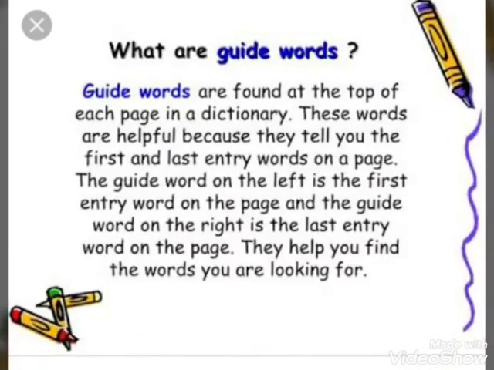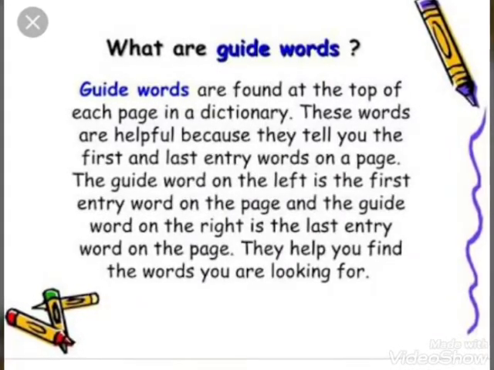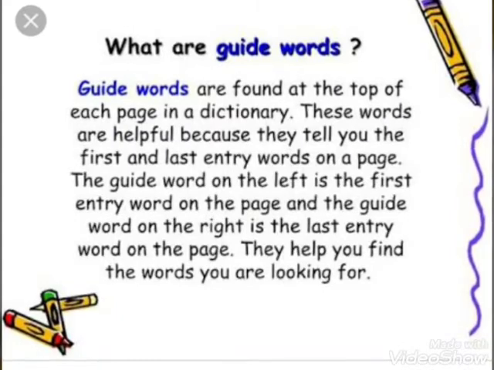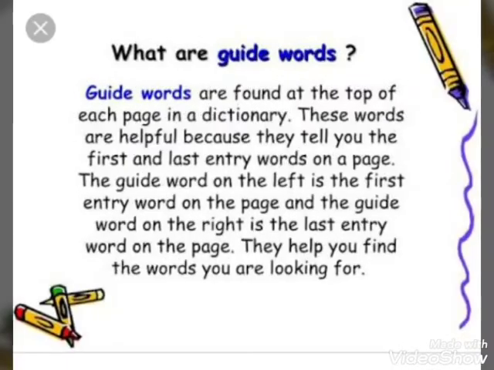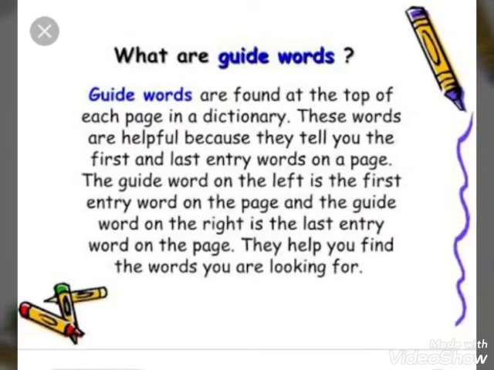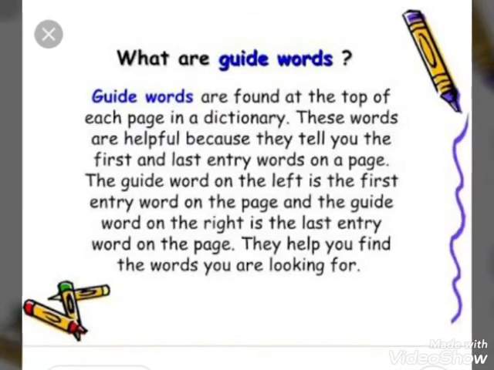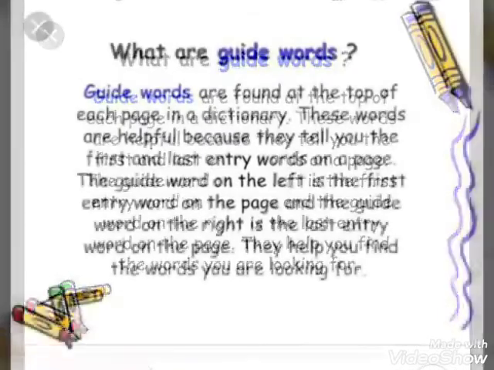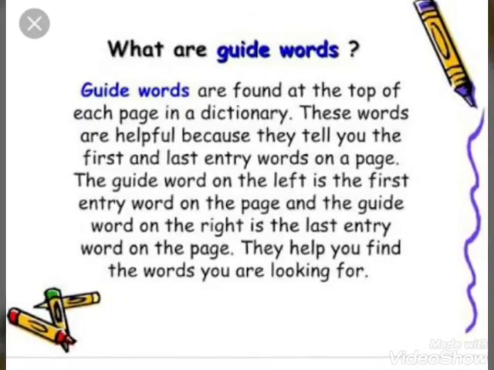Now you come to page number 31. There is a list of words. You have to find the guide word at the top of the page on which these words are. So children, you are going to need your dictionary to find out the guide word of these entry words. So you will do it on your own in your textbook using your dictionary.